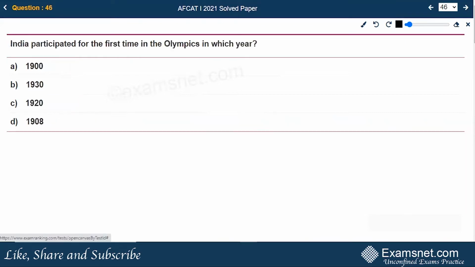Next, question number 46. India participated for the first time in Olympics in which year? India participated in 1900 for the first time in Olympics with a lone athlete, Norman Pritchard.